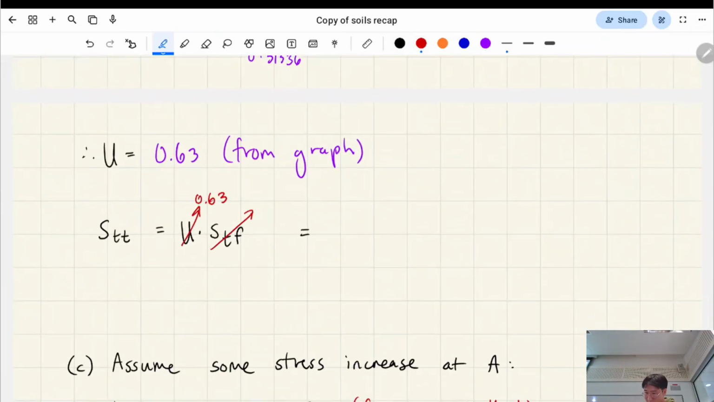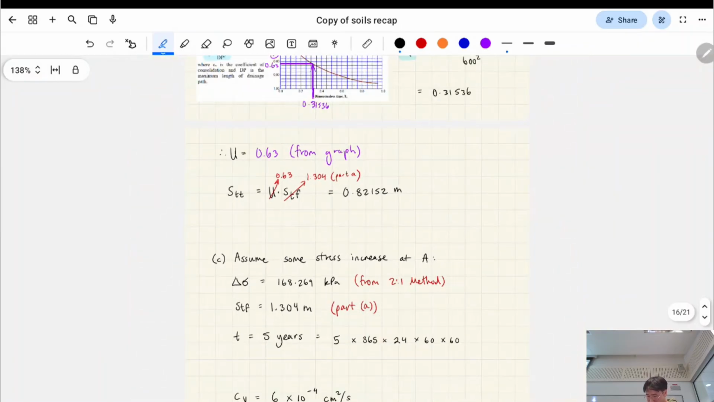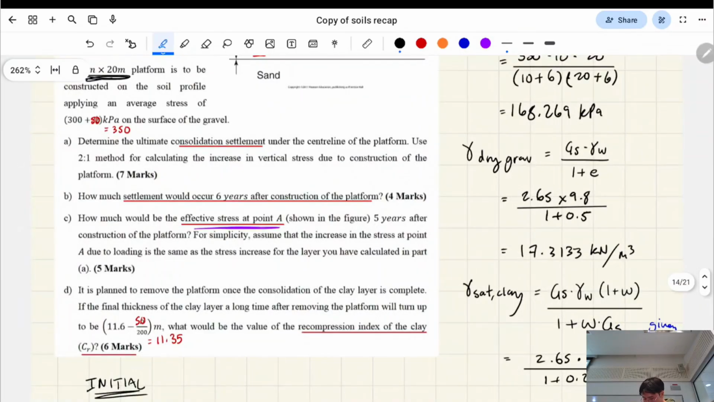So that's 0.63, sorry. This was from part A, right? So that's our final settlement, right? So you always have to calculate the final settlement before you can calculate what the settlement will be at an interval that's not the end, right? This should give you a lower number, and if it's giving you a higher number, you messed up somewhere. Okay, cool. So let's go back to part C now, right? It's asking what would the effective stress at point A 5 years after the construction of platform be?